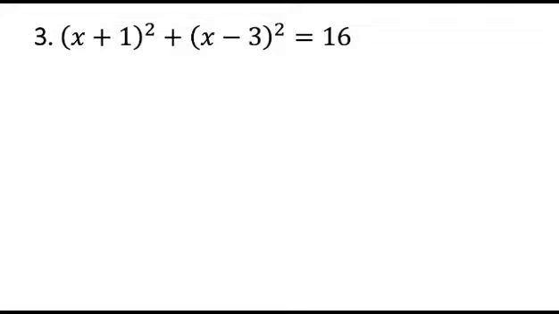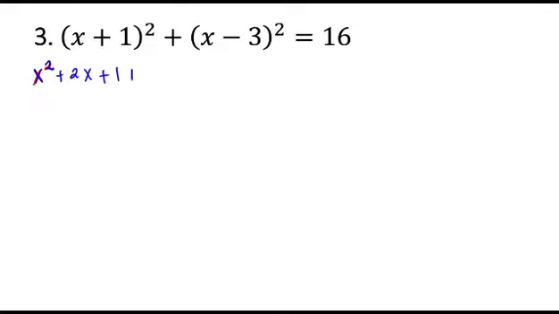Okay, so let's have our third example. We are given quantity x plus 1 quantity squared plus x minus 3 quantity squared equal to 16. So we're just going to simplify these square binomials and we're going to expand it into perfect square trinomials. So recalling those things, we're just going to get the square of the first term and then the product of the first and the second term multiplied by 2 and then the square of the last term. So this will become x squared. Okay, let's use blue. Okay. So we have x squared plus 2x plus 1. So that is the transformation of this to a perfect square trinomial.